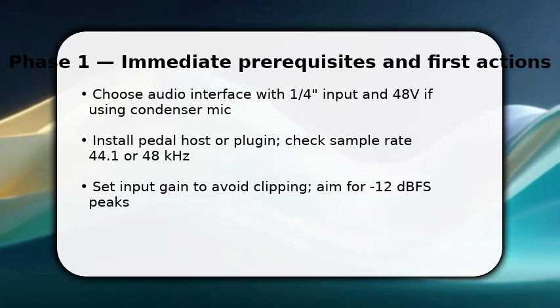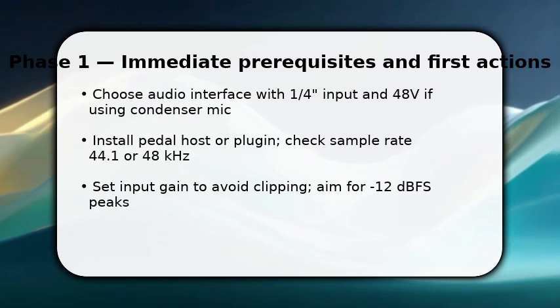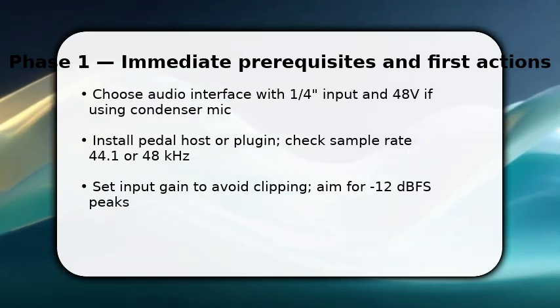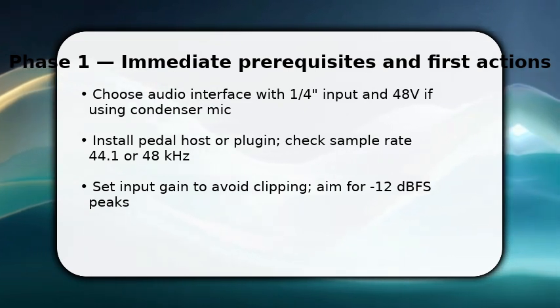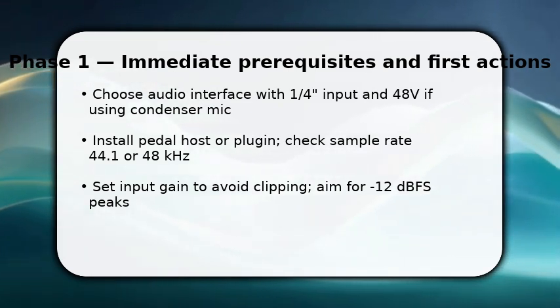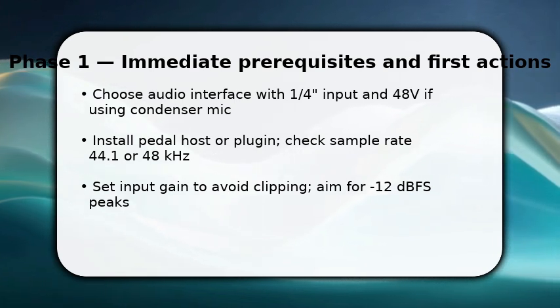You start by locking down your signal chain. Connect guitar to your audio interface and open the pedal host or plugin. Set the DAW or host to 44.1 or 48 kHz because consistent sample rates prevent clicks and timing drift.